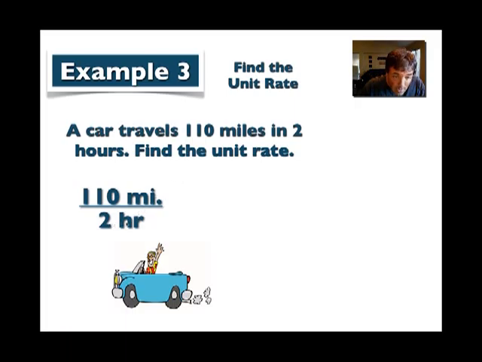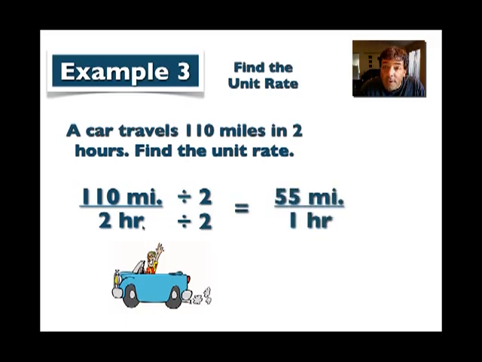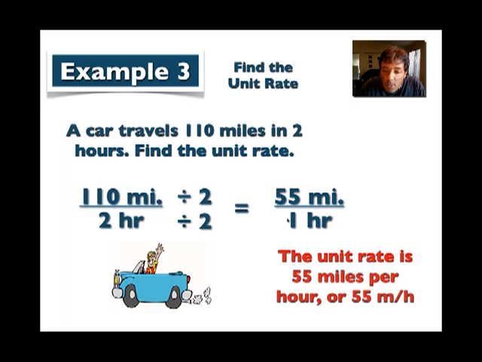So to get 2 hours into 1 hour, we need to divide the top and the bottom by 2, because 2 divided by 2 is 1. And that's going to give us 55 miles for every hour, or 55 miles per hour. And since there's a 1 in the denominator here, this would be the unit rate. So the answer to the question is the unit rate is 55 miles per hour. Okay? It's really not that difficult. And again, it's probably something you did in a previous class.